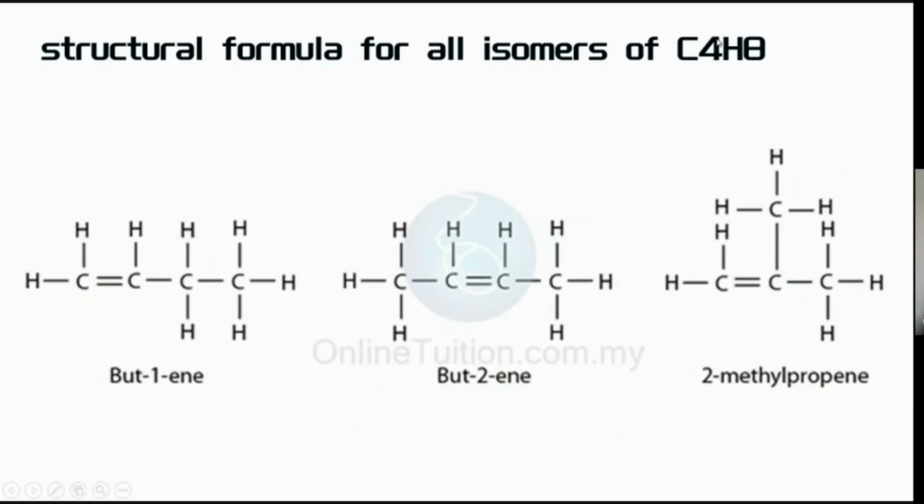Then isomers for butene, C4H8. Butene has a double bond, so it has more possibilities. So build 1-ene, with the double bond at carbon number 1. Then you shift the double bond to the second carbon, so it becomes a new isomer. So this one is 2-ene. Then after that, you make one of the carbons a branch, so it becomes 2-methyl propene. Any questions, class? So far okay?